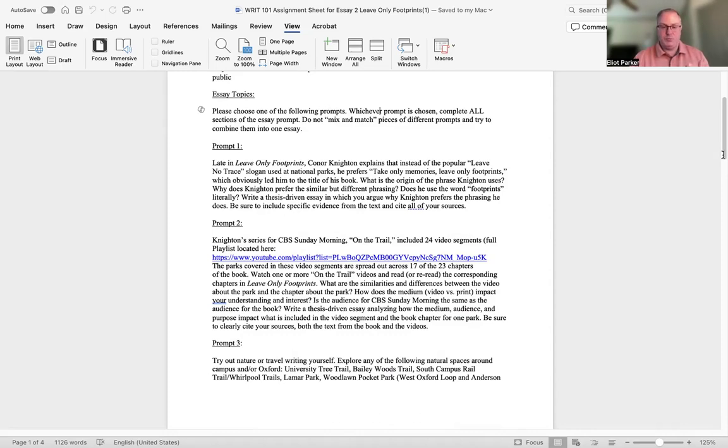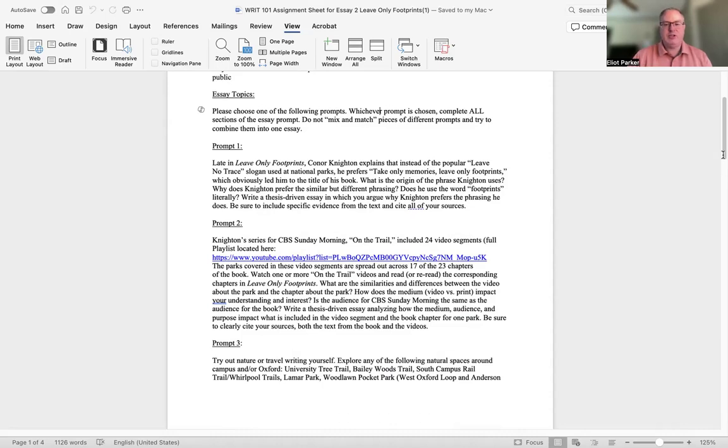So let's look at the first prompt. The first prompt deals with this concept of leave no trace. And he writes about, Conor does, this slogan that he saw at a lot of the national parks, leave no trace. Some of that was designed about littering. Some of that was designed about, come and see, but don't leave a negative footprint wherever you go. But he talks about how he likes this slogan, take only memories, leave only footprints, which is the title for the book, and that's where the title of the book came from.